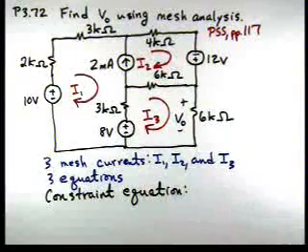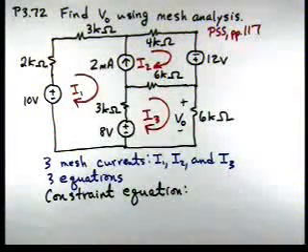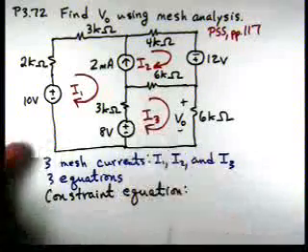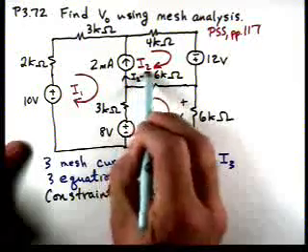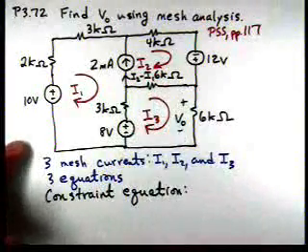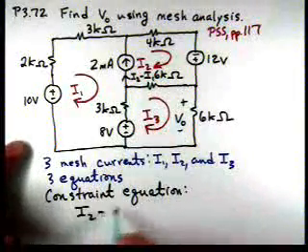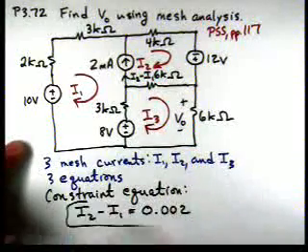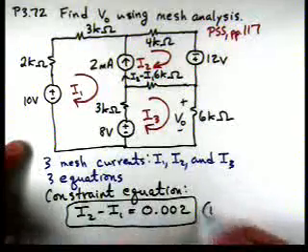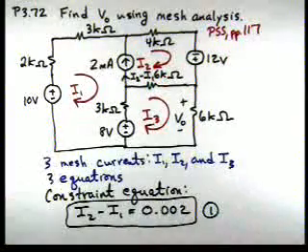Okay, and so if we look at our current source up there, the current flowing up through here in terms of the mesh currents is I2 minus I1. So our constraint equation then is I2 minus I1 equals 0.002. So there's one of our three equations.